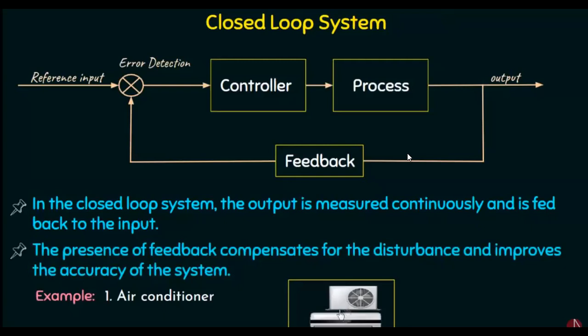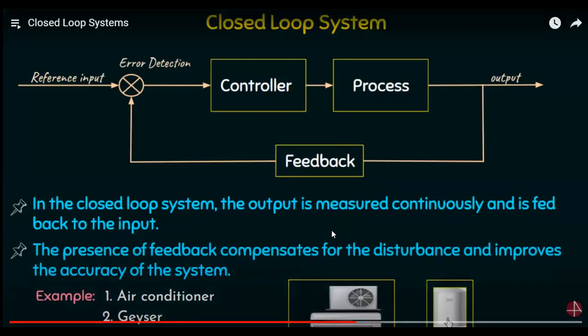We can have one more example of a geyser. A geyser is a water heater, but here we can set the desired temperature. It continuously monitors the temperature of the water present inside and it turns off and starts over again in order to maintain the desired temperature. Whenever the desired temperature is achieved, the geyser will turn off. And after some time, when the temperature decreases, it starts over again in order to maintain the temperature.